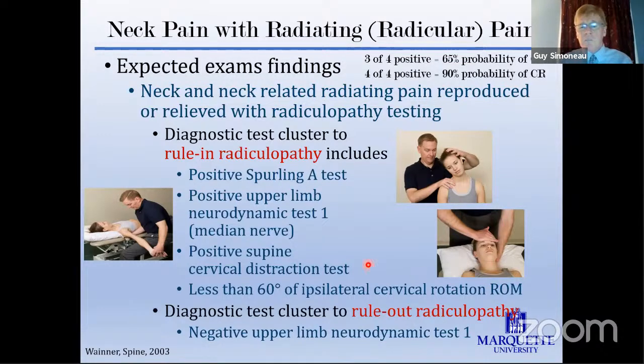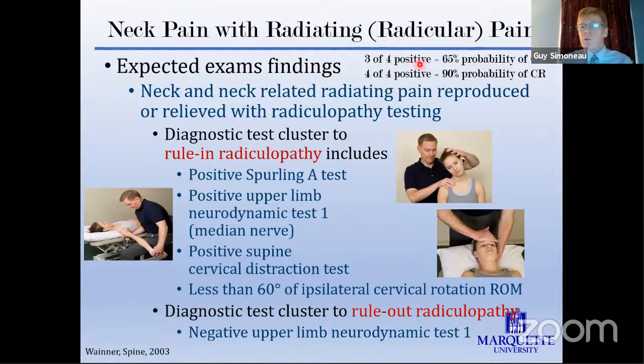And then finally, a positive test would be that the person is unable to rotate more than 60 degrees in the ipsilateral rotation. And that is because when we turn our head to the right, let's say that is the affected side, the mechanics of the cervical spine means that that foramen on that side is reduced in size, and that may be why you have that limitation of motion.